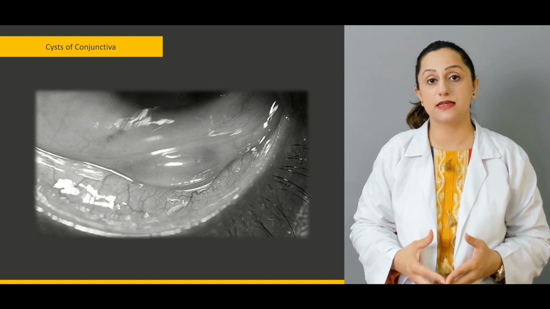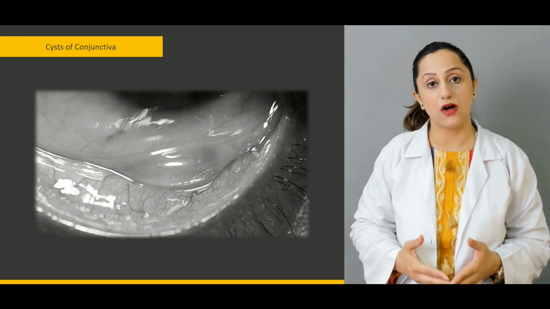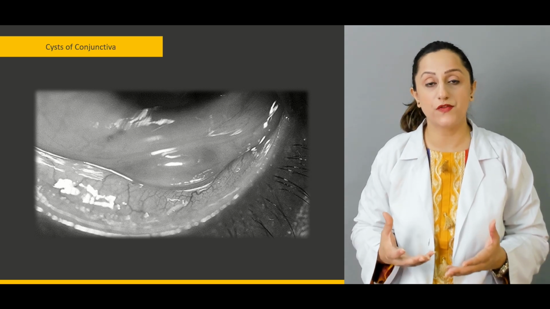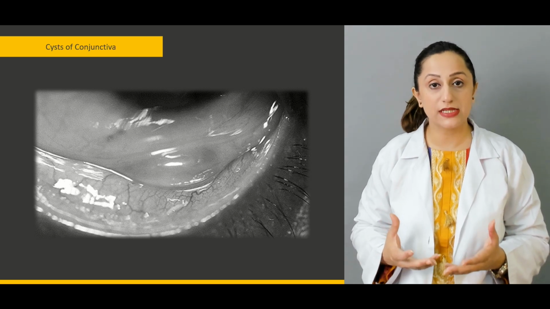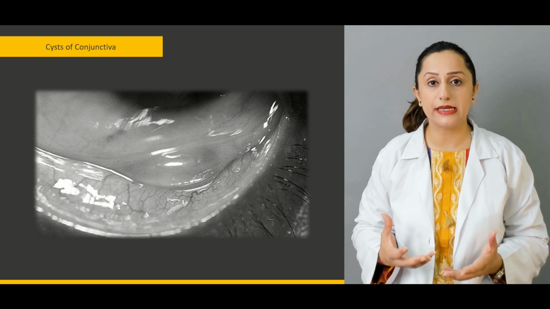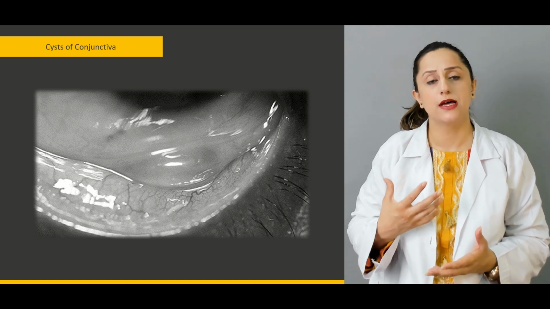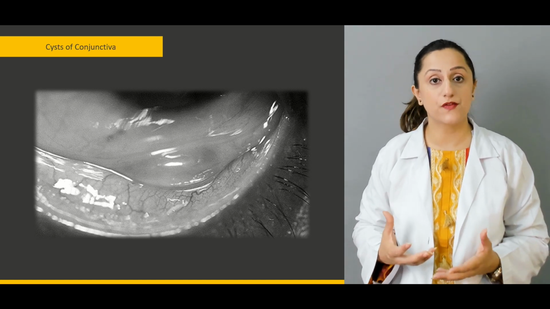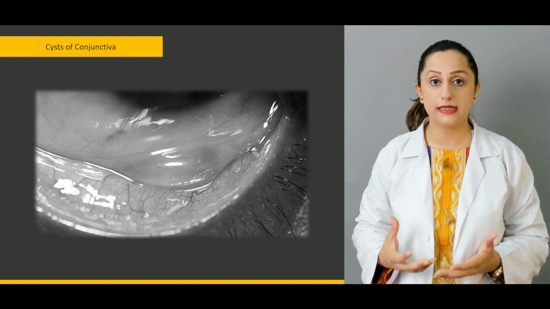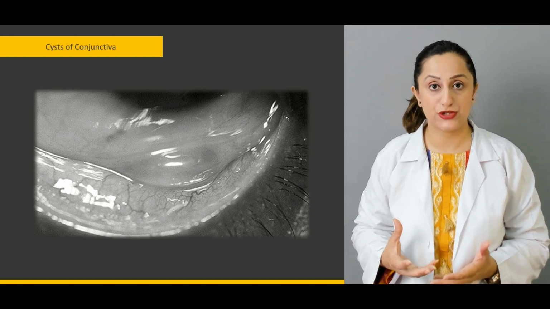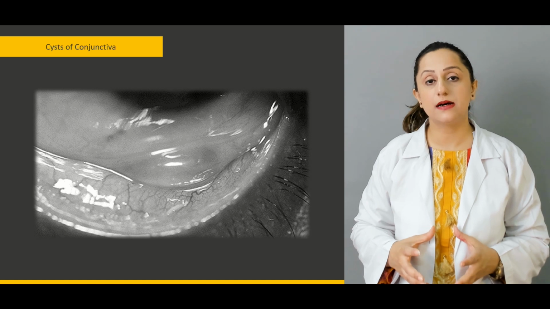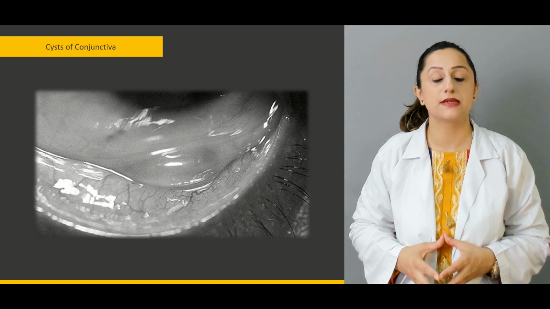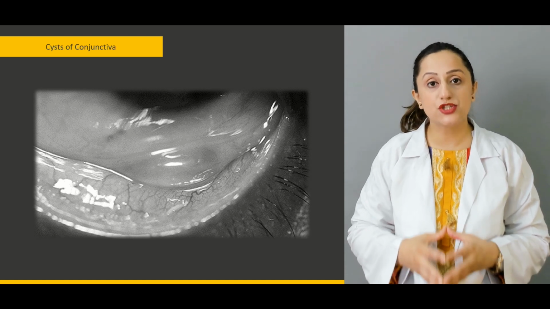In cases of cystic lesions of the conjunctiva, the patient would complain of foreign body sensation in the eyes, and the irritation caused by this foreign body sensation. And if the cysts are large enough, they can be visible even on naked eye examination. So this would be the typical picture in patients with cystic lesions of the conjunctiva.